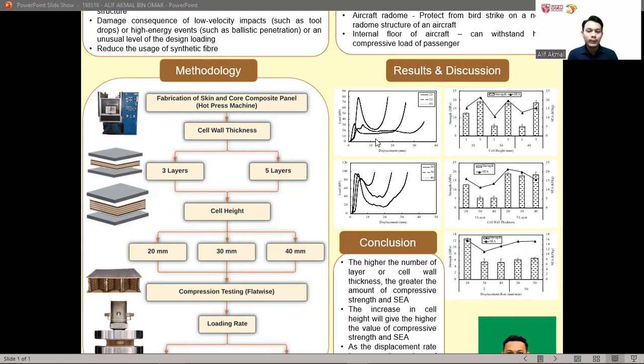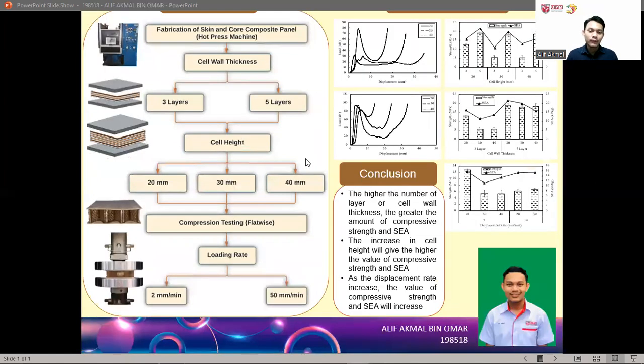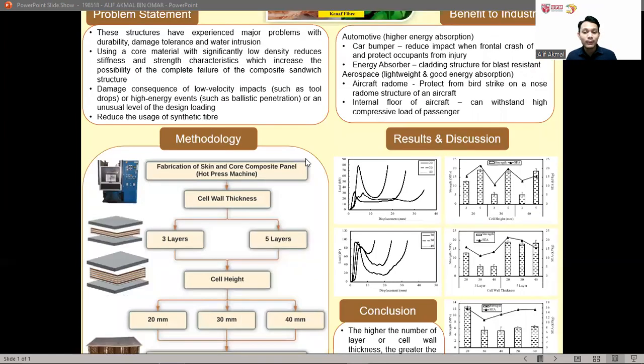After fabricating the core, we will control the cell height, which is 20 millimeter, 30 millimeter, and also 40 millimeter. And after having the samples, they will be tested using compression testing or flatwise testing with a loading rate of 2 millimeter per minute or 50 millimeter per minute.